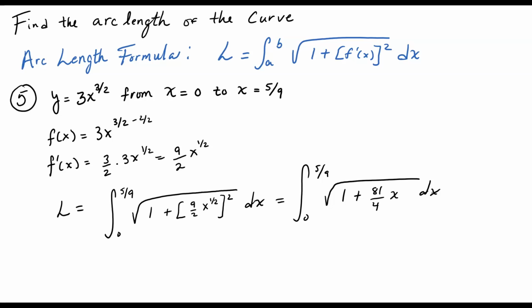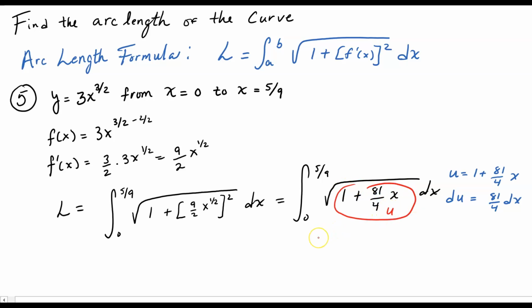So what we have to do is a substitution. Let's do u substitution. So u equals 1 plus 81 over 4 x. Then du is the derivative of u, which is just going to be 81 over 4 dx. We should start noticing that 1 plus 81 over 4 x right there represents u. What we need is du, which is 81 over 4 dx.